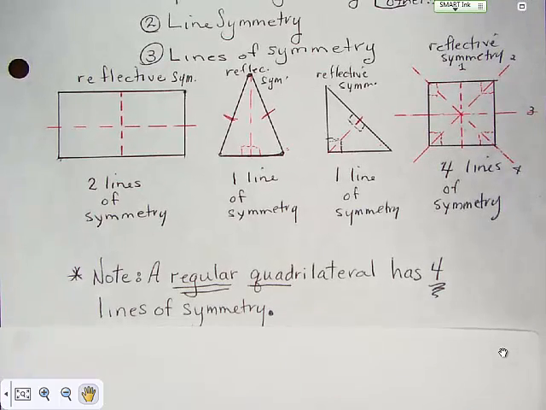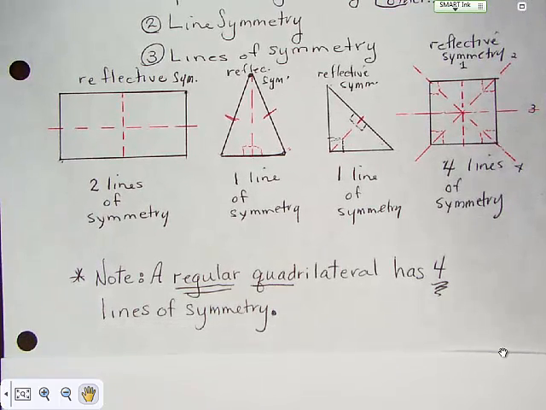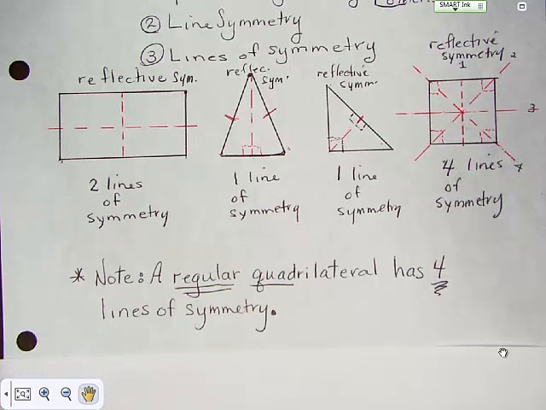It's important to note and to put into your notes that a regular quadrilateral does have 4 lines of symmetry, and a regular quadrilateral is one in which all 4 sides are the same length and all 4 angles are exactly the same, which is a perfect description of a square.